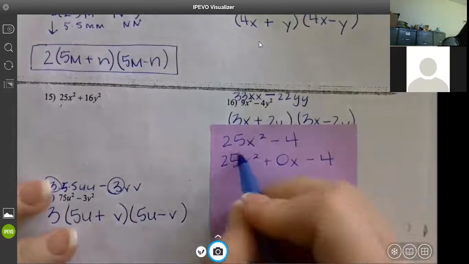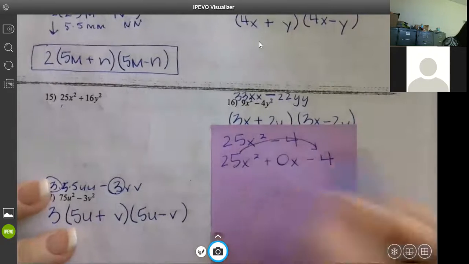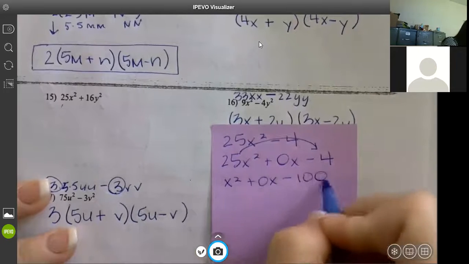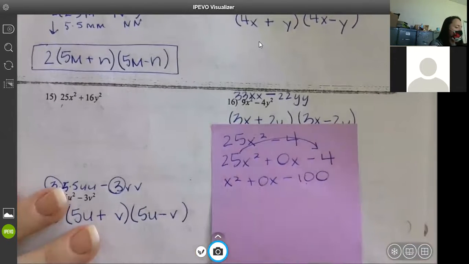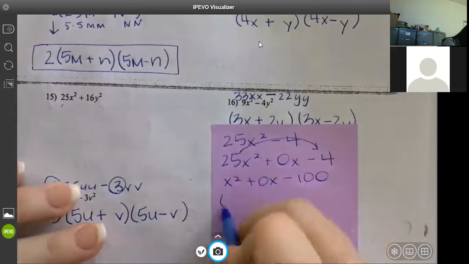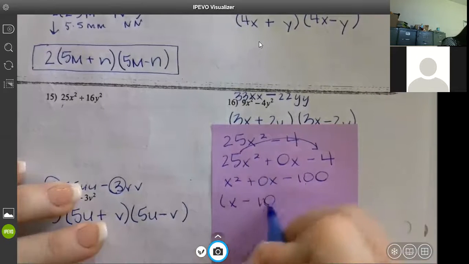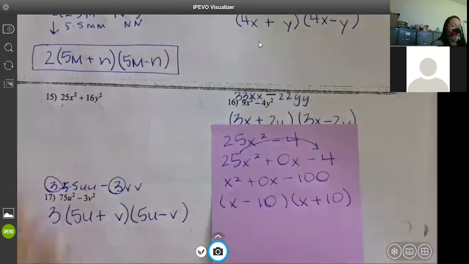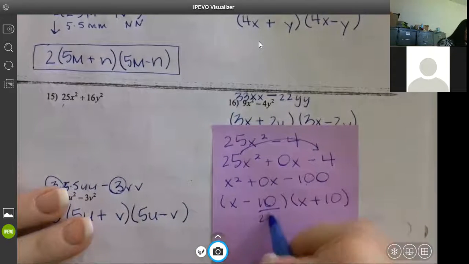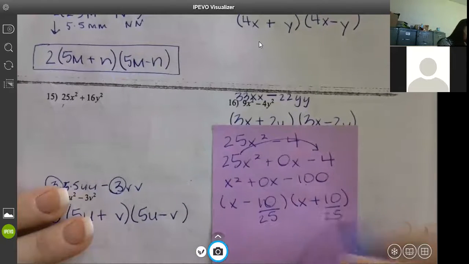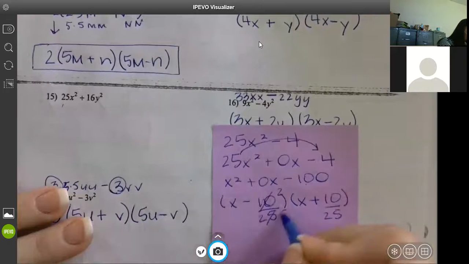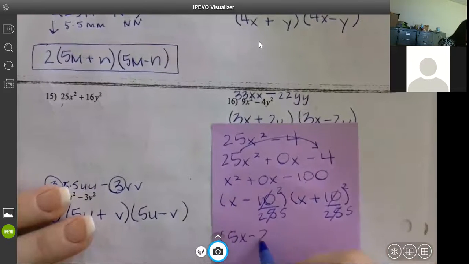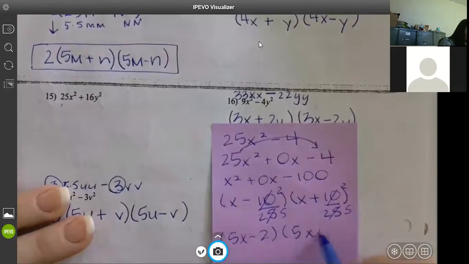Okay. If there's a 25 in front, we're going to slide it. We need factors of negative 100 that add to 0. That's going to be positive and negative 10. And then we have to divide by 25. These reduce to 2 and 5. And we get 5x minus 2 and 5x plus 2.